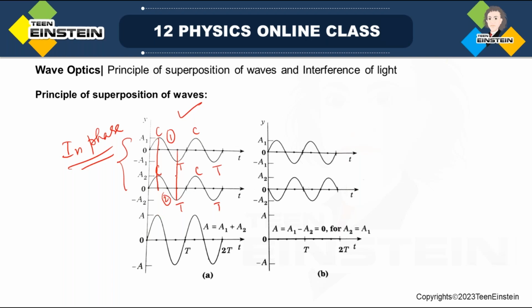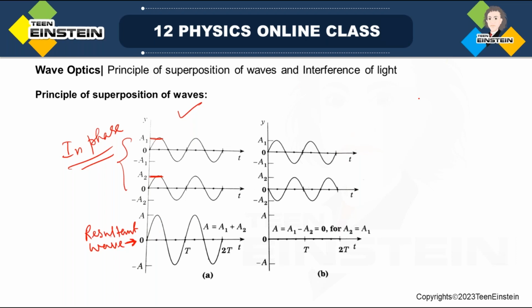Suppose for the first wave the amplitude is a1, and for the second wave the amplitude is a2. Then look, the amplitude has been additive. This is this much only, this is this much only, but this is the resultant wave. So this resultant wave has greater displacement or greater amplitude.